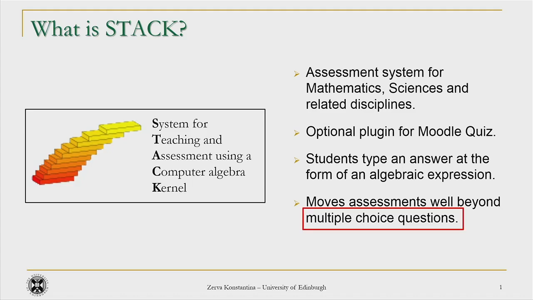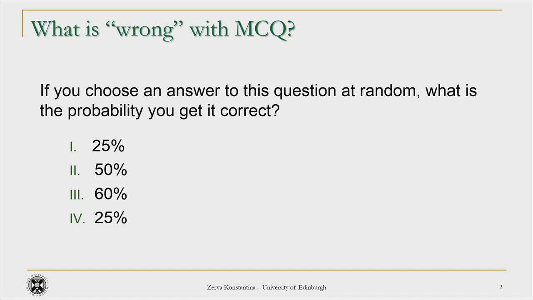So at that point, let's think a bit about multiple choice questions. They are easy to make, very easy to mark, probably ideal for online assessments, but we can't have a whole assignment based on multiple choice questions, especially in mathematics and sciences. So what is wrong with multiple choice questions? It's a bit like gambling, isn't it? Even if you have no idea what the correct answer is, you have a good chance of picking one by chance and being lucky.